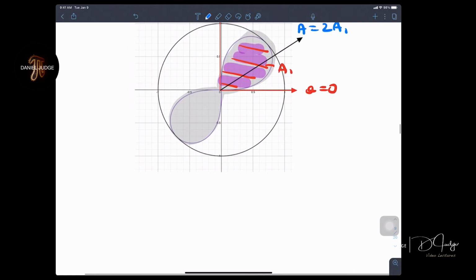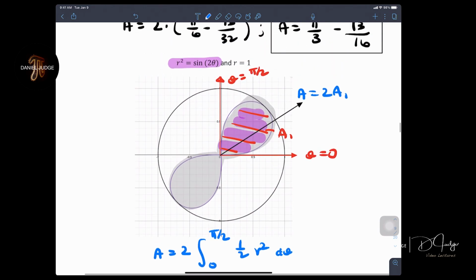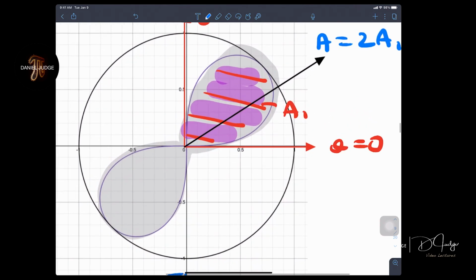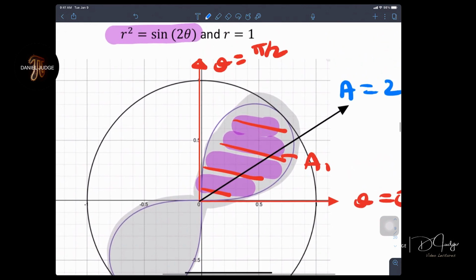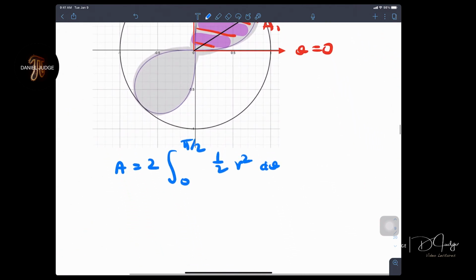So let's see what that means then. Area is going to be, I'm going to put it all together, double from 0 to pi over 2, 1/2 r squared d theta. There's your d theta. We know r squared already. The purple curve is really sine 2 theta. So this purple curve here is sine 2 theta. So just replace that with a sine 2 theta.